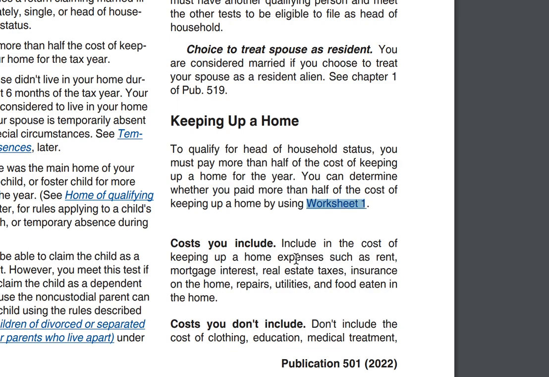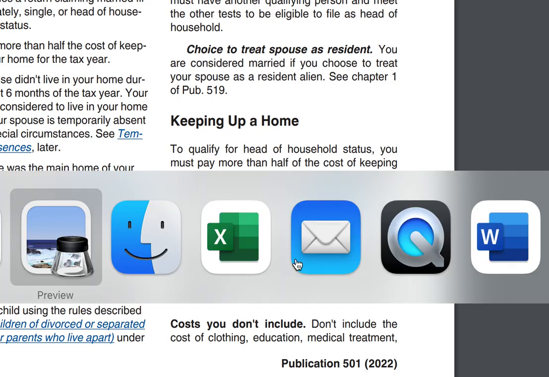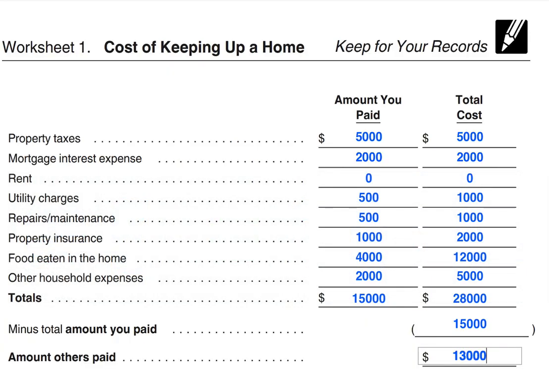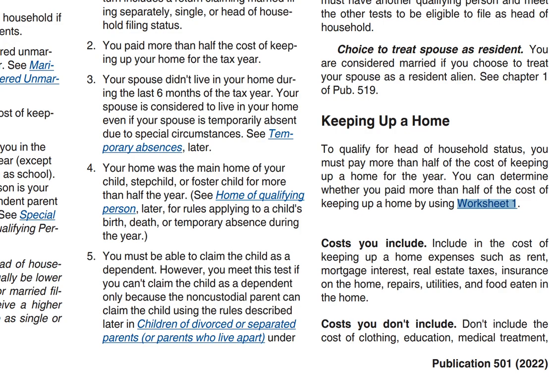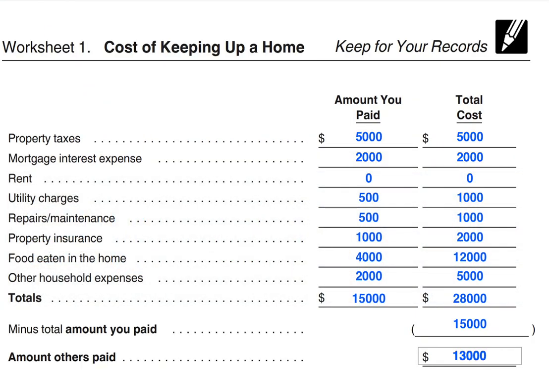You can include home expenses such as rent, mortgage interest, real estate taxes, insurance, things of that nature. What you can't include would be like the cost of clothing and other things like that. So medical treatment, vacations, life insurance, transportation. You can't include those costs because they're not attached to a home. You also can't include the value of your services, for example, if you are mowing your lawn and you happen to own a landscaping company. You can't include those values. You can't do that on behalf of any member of your household either.